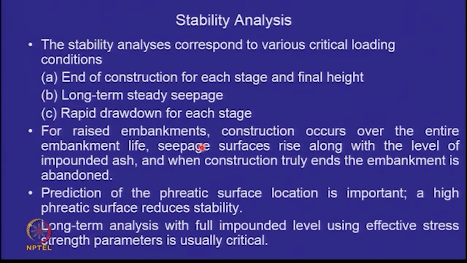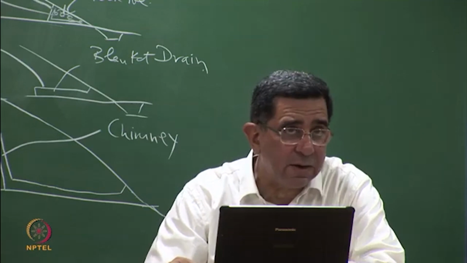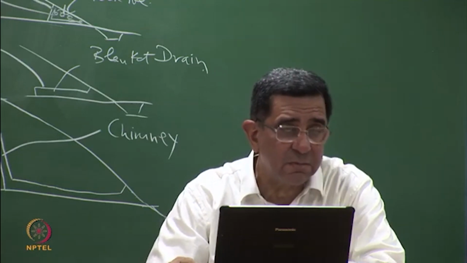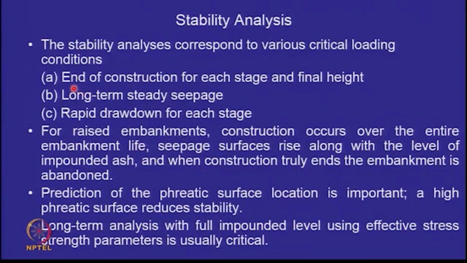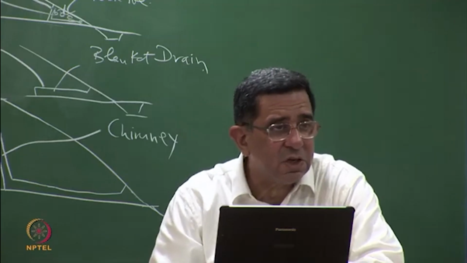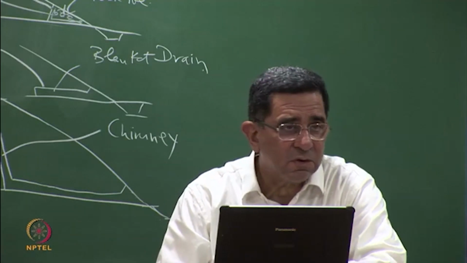Now, we do the stability of these embankments. Why? Because they are reported to fail every now and then. Well designed and well operated ash ponds or tailings ponds, this doesn't happen, but in the others it does. So you remember that for typically design of embankment dams, water retaining type structures, we have three conditions: end of construction, long-term steady state seepage, and rapid drawdown. Which condition is important for staged construction?